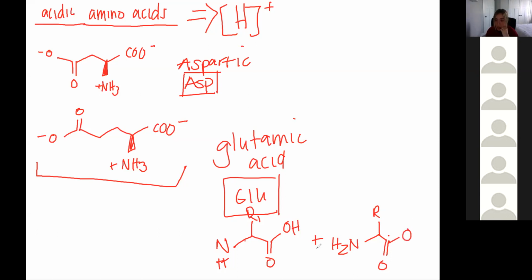Are we seeing how this and this are coming together? Where's the reaction occurring? It's occurring between this and this, right? So that's where this is coming from. And then that's the peptide bond, and this will form the peptide bond. So you always will have one amino acid coming together to build that.